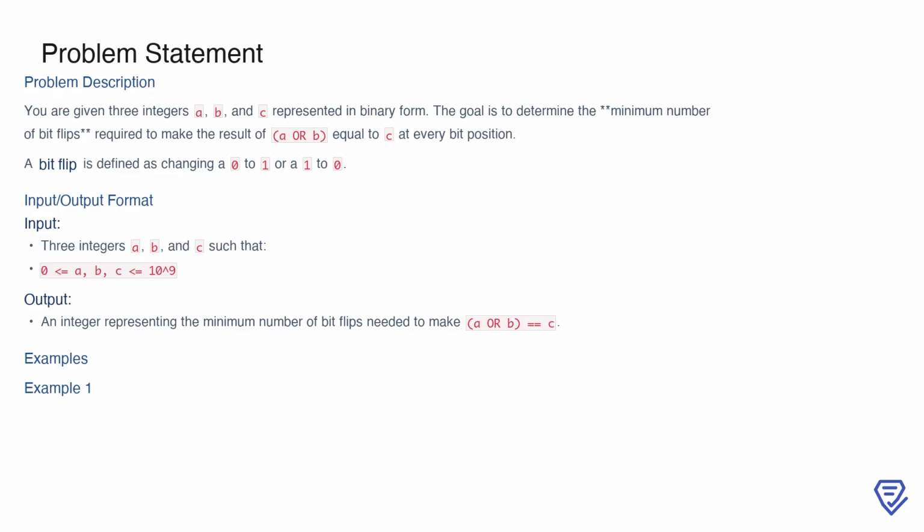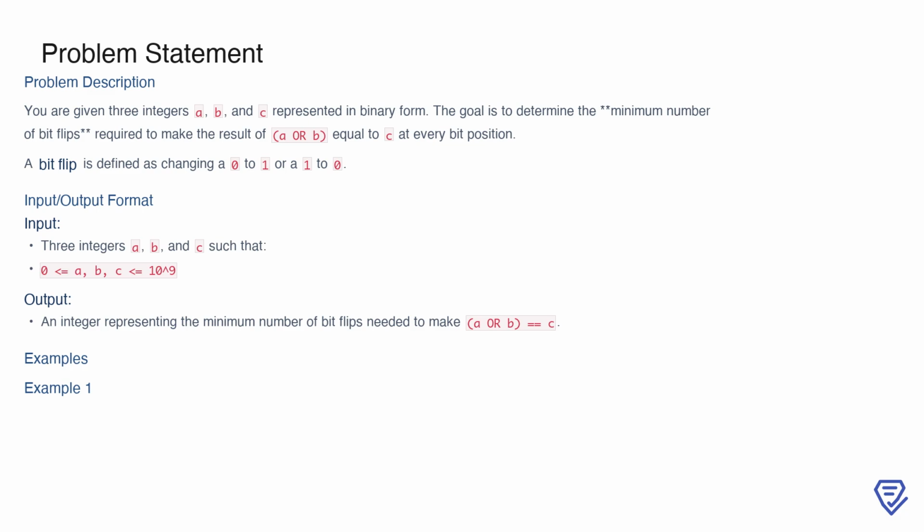In this problem, we are given three integers A, B, and C, and these integers are represented in binary form. The objective is to determine the minimum number of bit flips required so that the result of A OR B matches C at every bit position. A bit flip simply means changing a 0 to a 1 or a 1 to a 0.